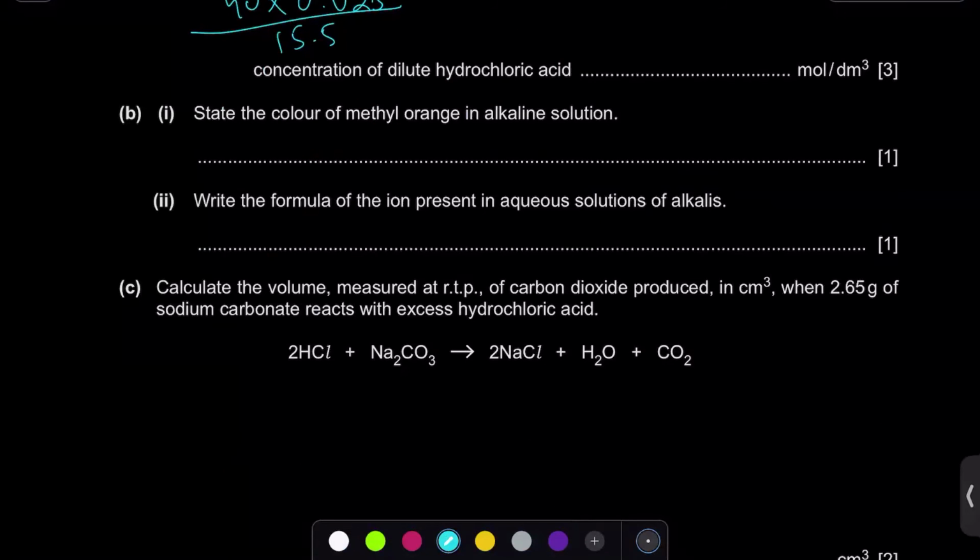State the color of methyl orange in alkaline solutions. So you can say pink, you can say red. Both are, sorry, it is alkaline. So this is going to be yellow, not pink. So in acid it is pink, in alkali it is yellow. Write the formula for the ion present in aqueous solution of alkali hydroxide. That is the ion that makes them alkaline.